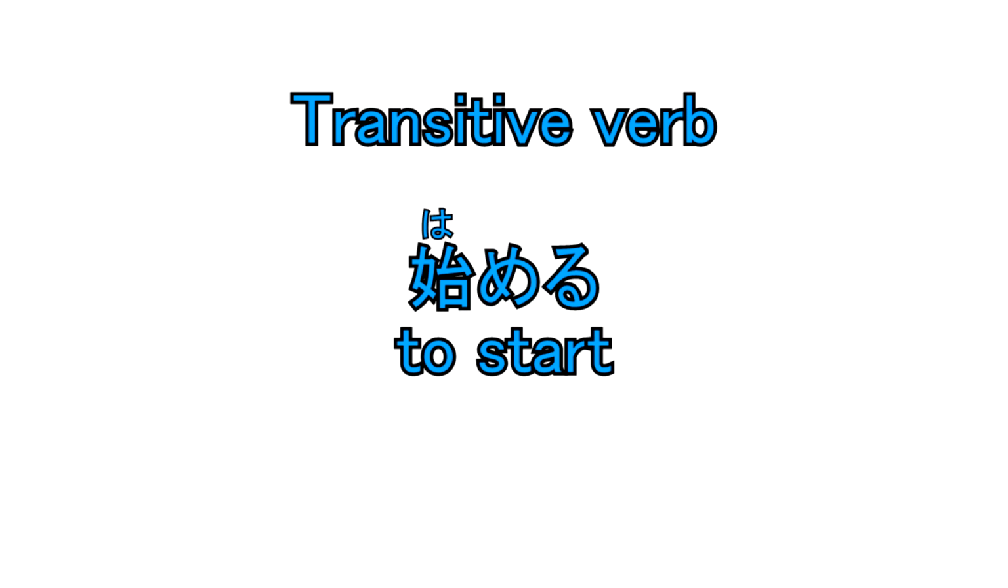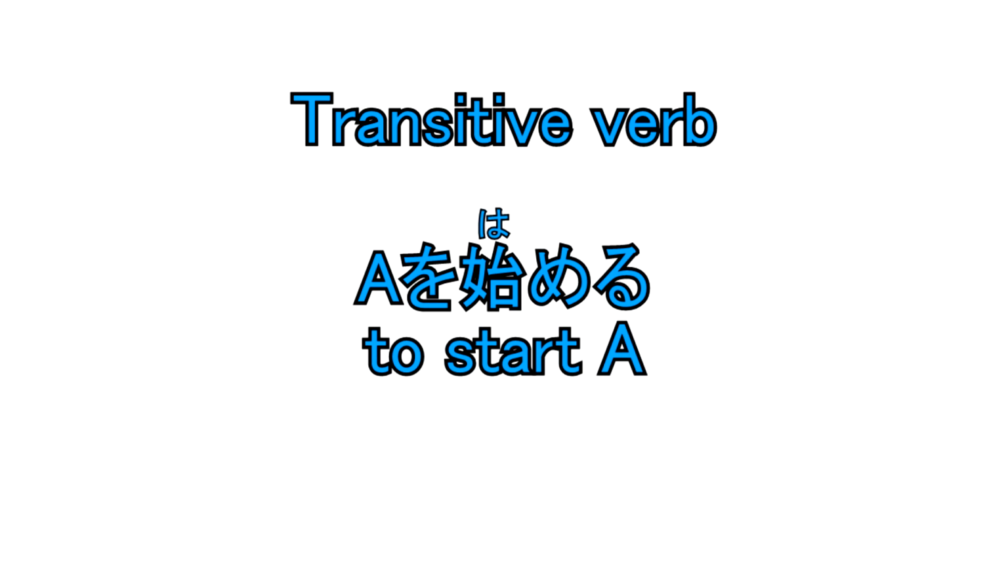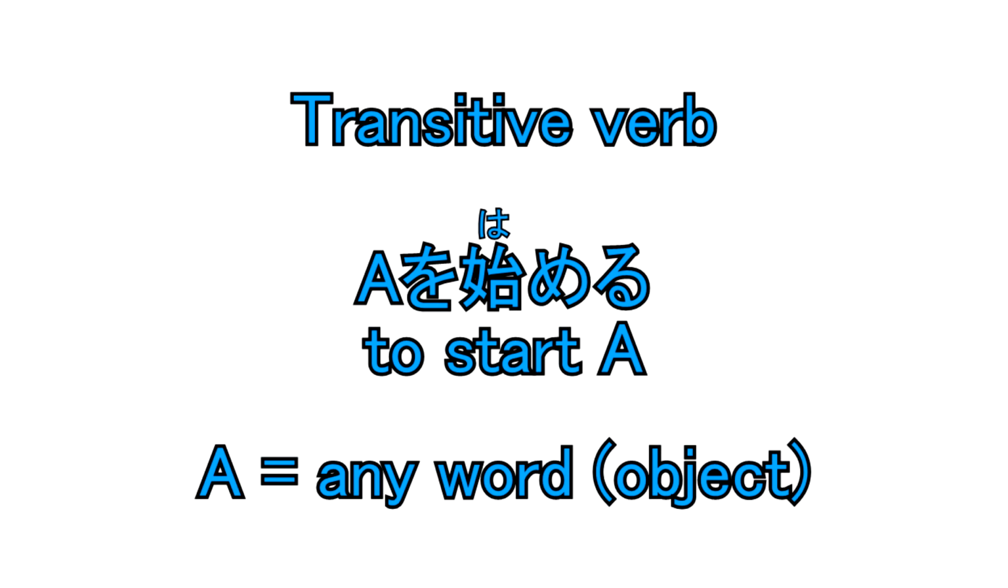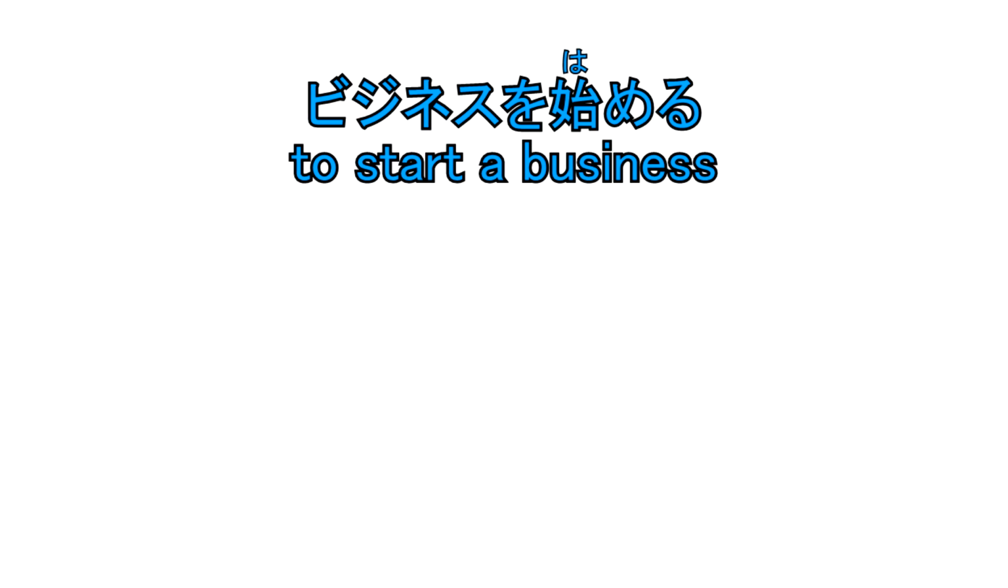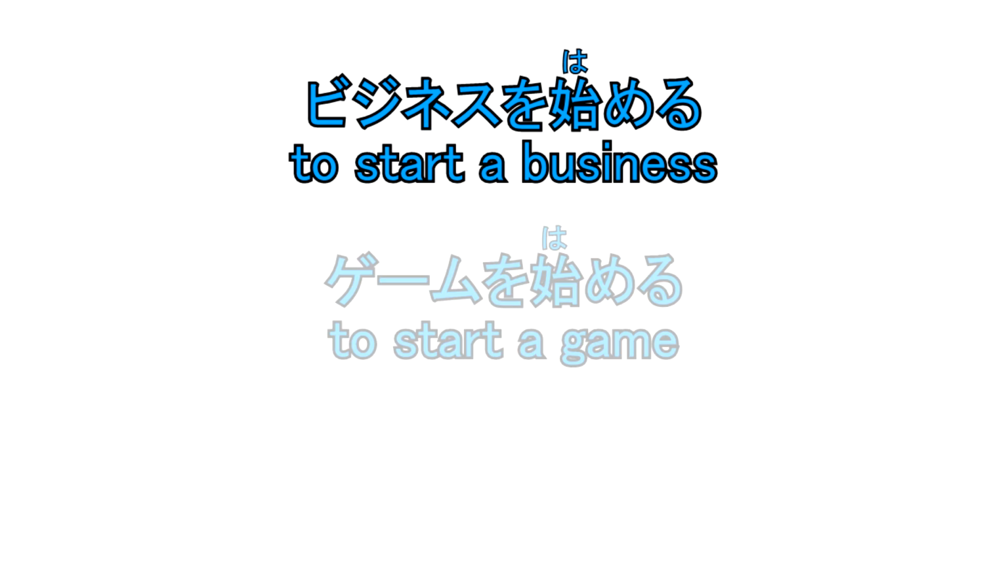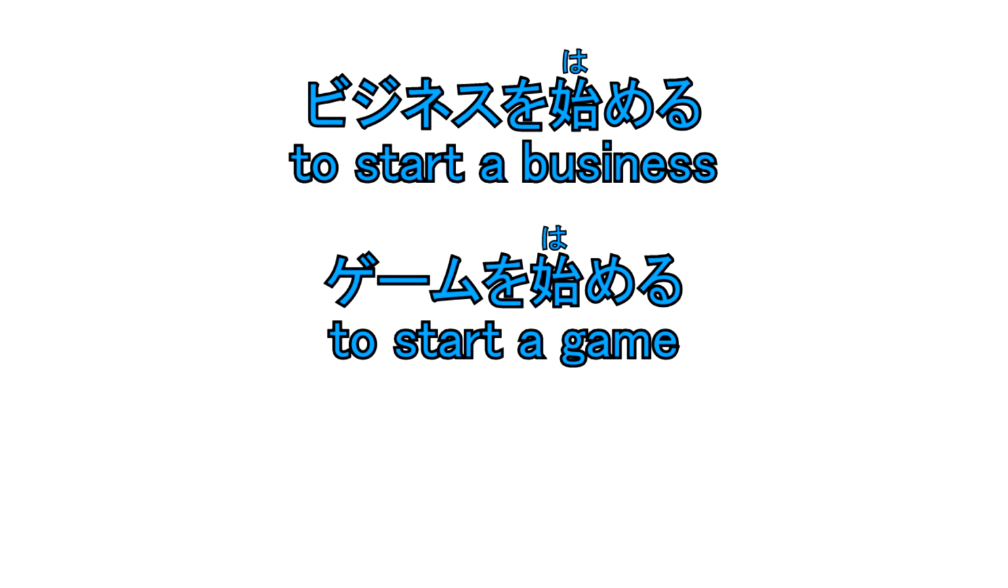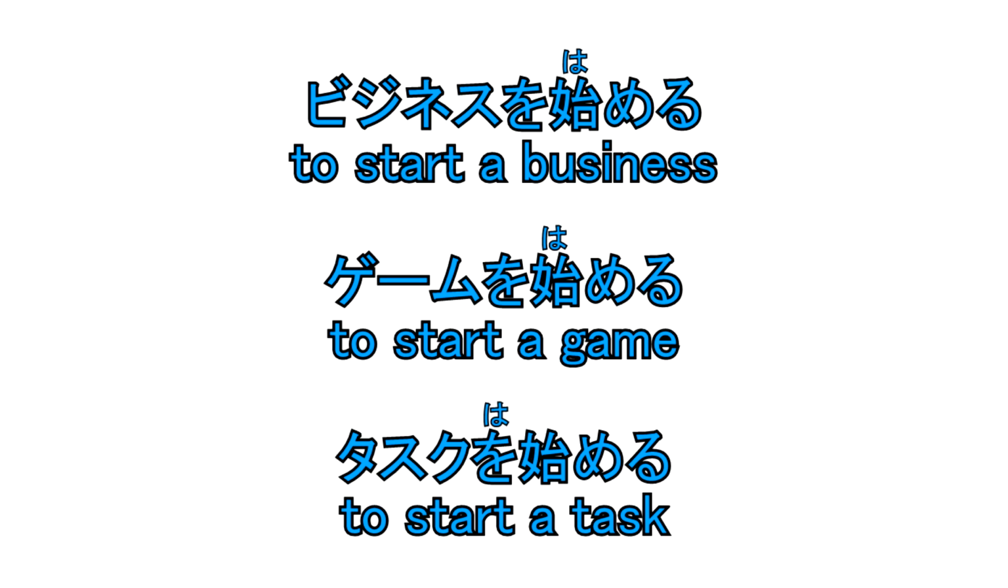Since the object cannot be put behind intransitive verbs, the transitive verbs will be put after particle o. In this case, hajimeru is a transitive verb, so you are free to say A o hajimeru, to start an A, where A indicates an object. This verb can also be called an active verb, as the object is being acted on by the verb. Here are some examples. Bijinesu o hajimeru, to start a business. Geimu o hajimeru, to start a game. Tasku o hajimeru, to start a task. All three of these examples use hajimeru with the particle o after a noun.